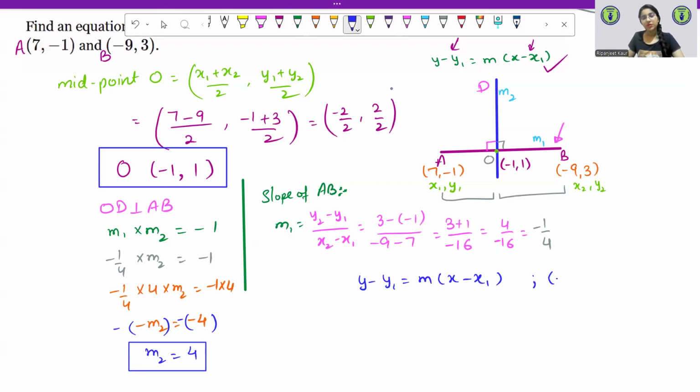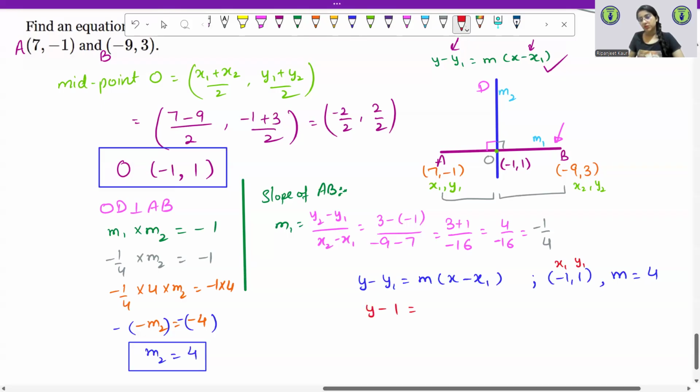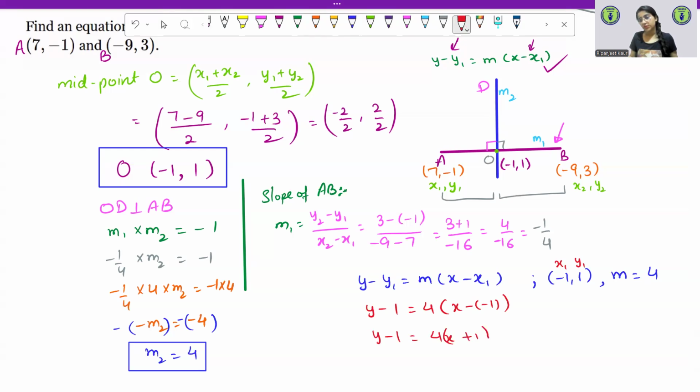And over here, the point is negative 1 comma 1. The slope is 4. So this is x1, this is y1 for this particular point, for this particular equation. So y minus 1 equals 4 times x minus minus 1, which gives y minus 1 equals 4 times x plus 1. So now 4 will be multiplied inside, which gives us y minus 1 equals 4x plus 4.